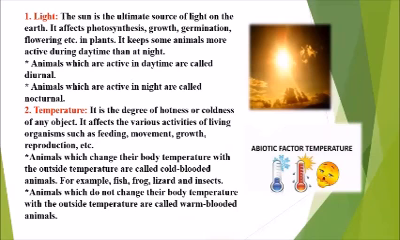The first one, light. The sun is the ultimate source of light on the earth. It affects photosynthesis, growth, germination, flowering, etc. in plants. It keeps some animals more active during daytime than at night. As per their activity in the daytime and nighttime, animals are of two types. Animals which are active in daytime are called diurnal. The animals which are active in night are called nocturnal.